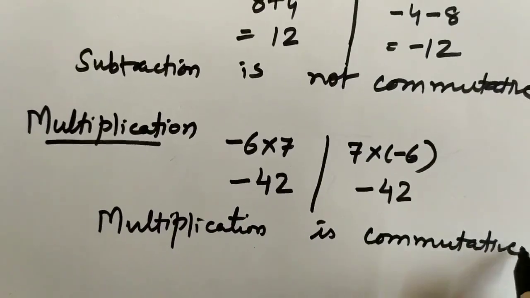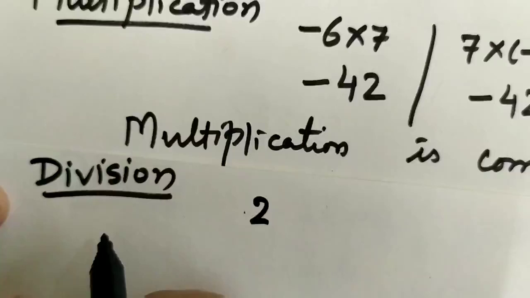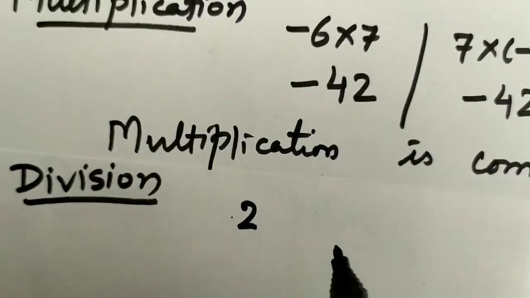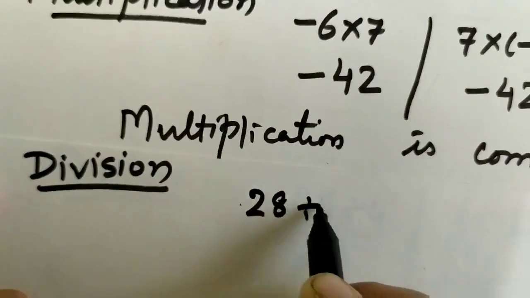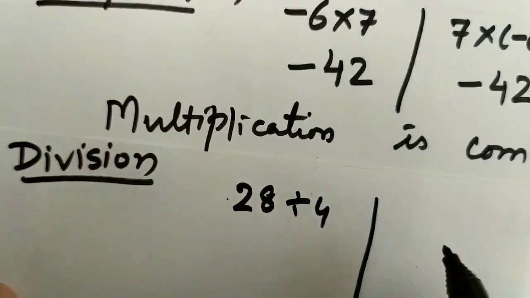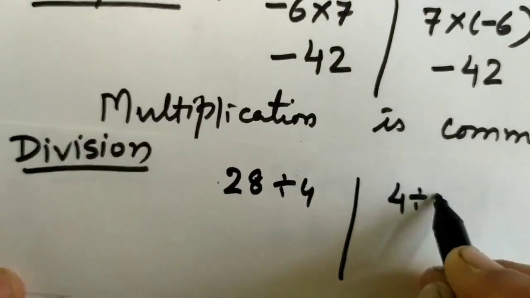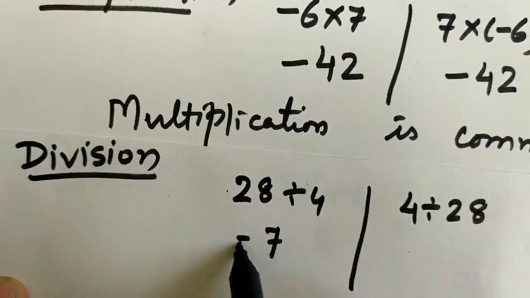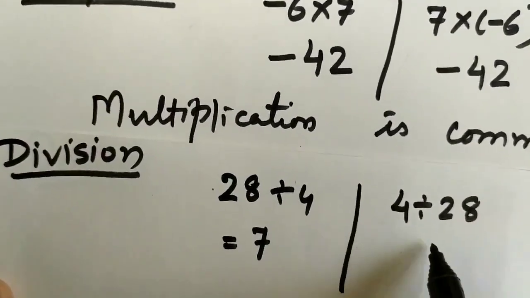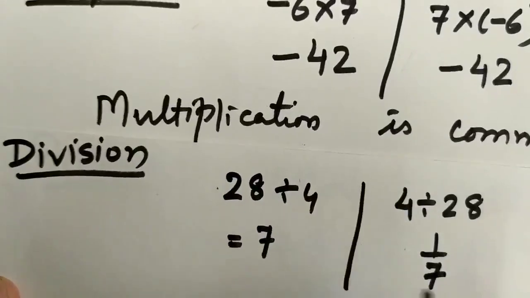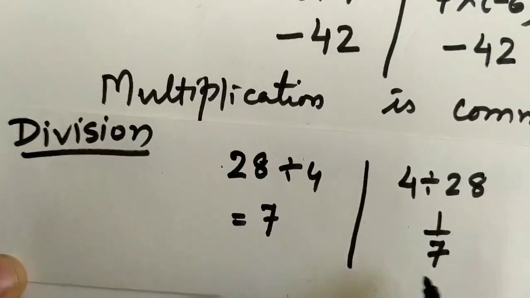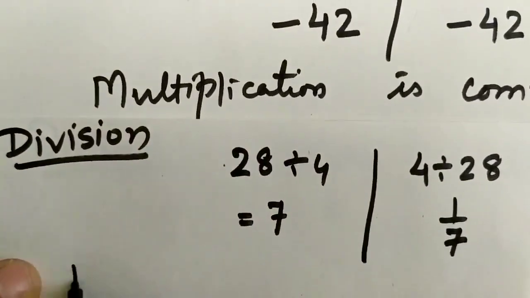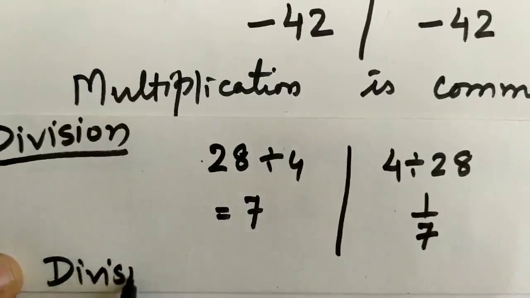Now let us see for division. We will take any two integers, say 28 divided by 4, and interchanging the integers, it will be 4 divided by 28. Here we will get the answer 7, since 28 divided by 4 is 7, and here we will get the answer 1 upon 7. So we can see that both the answers are different. So we can conclude that division is not commutative.